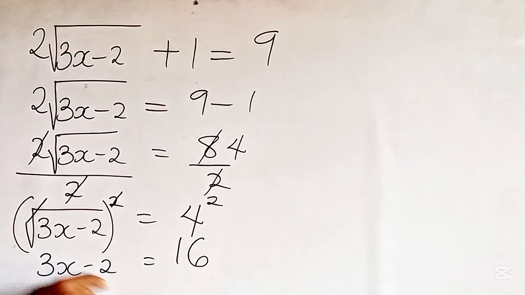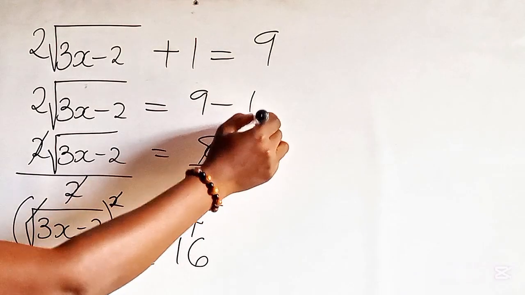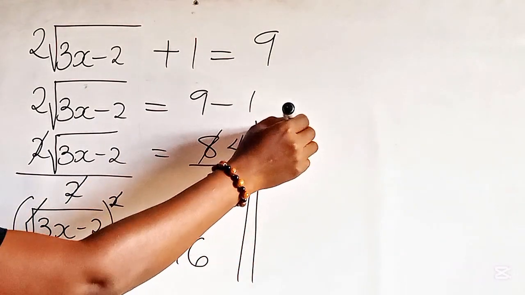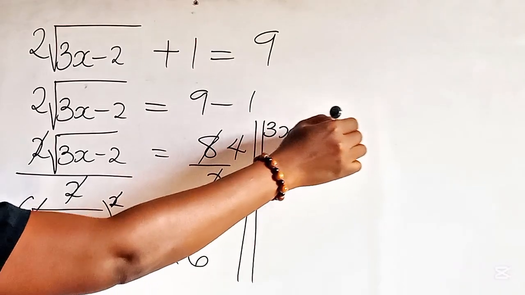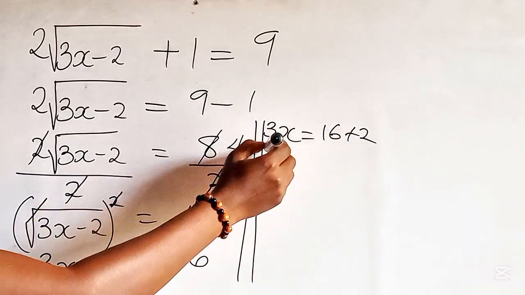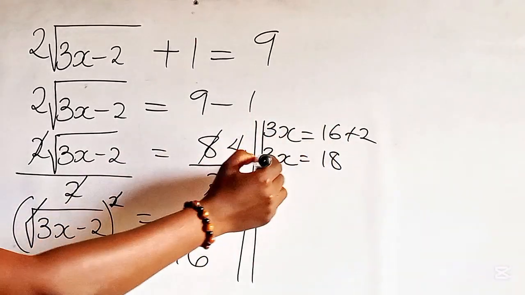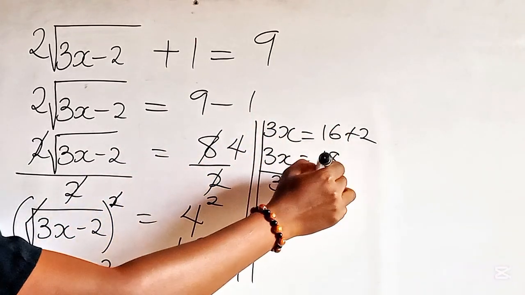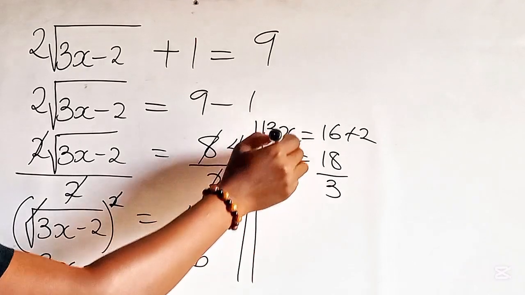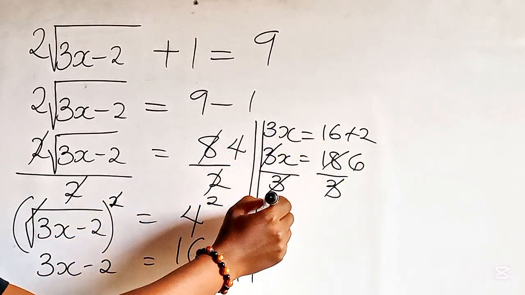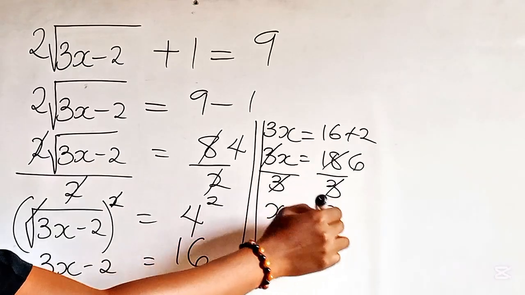We have a linear equation. So let's add 2 to both sides. We are going to have 3x is equal to 16 plus 2. So this gives 3x is equal to 18. To find x, we divide both sides of this equation by 3. 3 goes into 18 6 times. So therefore the value of x is equal to 6.